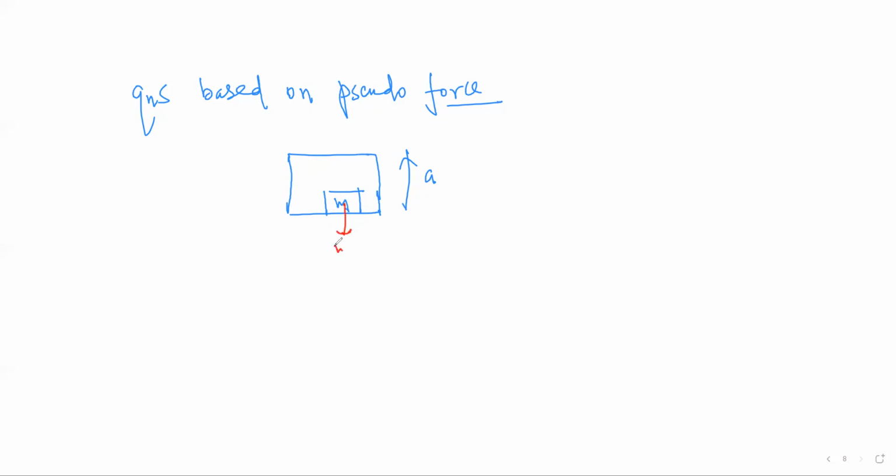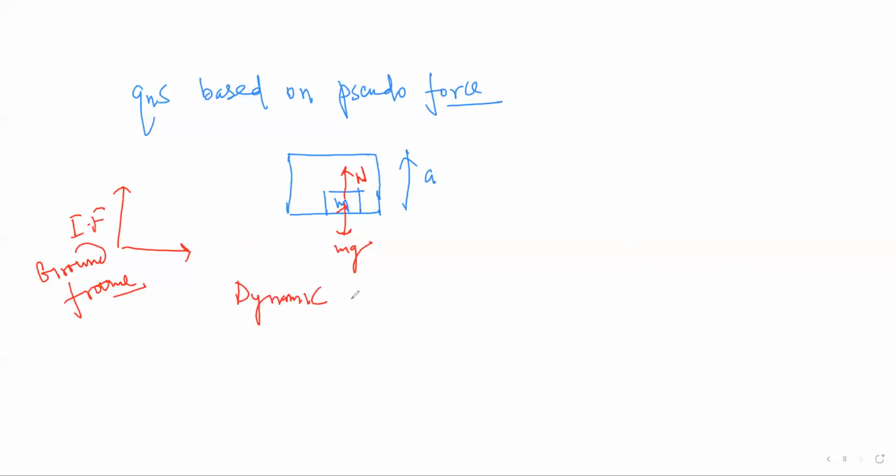So, of course, mg is operating downward, normal reaction is operating upward, and if we study it from an inertial frame, which is the ground frame, then it will observe that this body is going upward along with the lift with an acceleration a. So the dynamic equation in an inertial frame: top force minus bottom force is equal to m into a. So this is the first case.